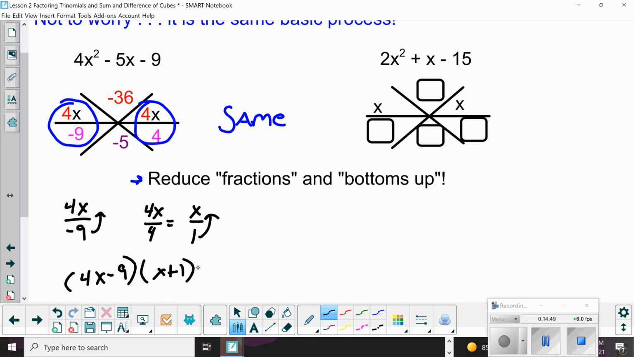Wow, that was pretty easy. The only thing you have to remember is you got to reduce and then bottoms up. The reducing, that's the extra step.